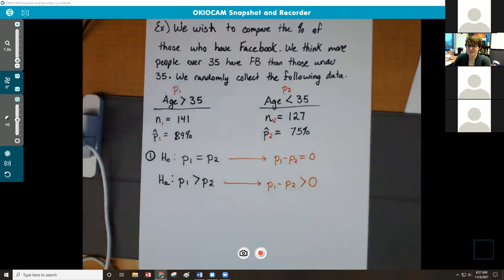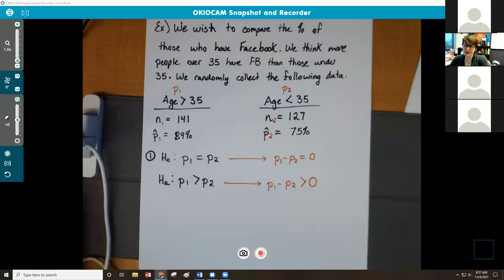Okay. Thanks, Maddie. I have a quick question. Sure, Tali, what's up? So does it matter which one is P1 and P2 when picking, or just as long as you keep them the same? As long as you keep them the same, it doesn't matter. Okay, cool.